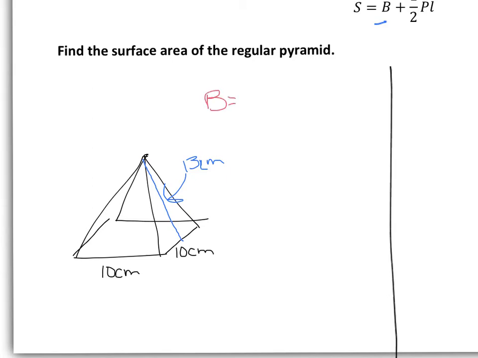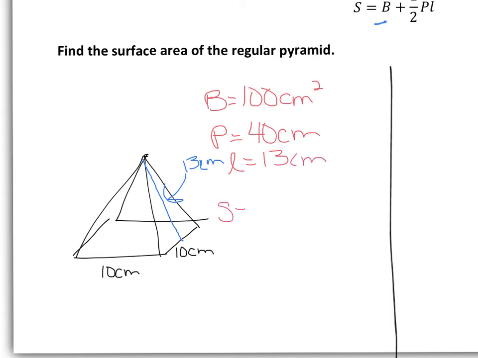We need to find first my base, so the area of my base. Well, my base is a 10 by 10 square, so 10 times 10 gives me 100 centimeters squared for my base. To find the perimeter of my base, I'm going to add up all the sides. The square with 4 sides, measuring 10 centimeters, gives me a perimeter of 40 centimeters. My L is my slant height, which they give me to be 13 centimeters.